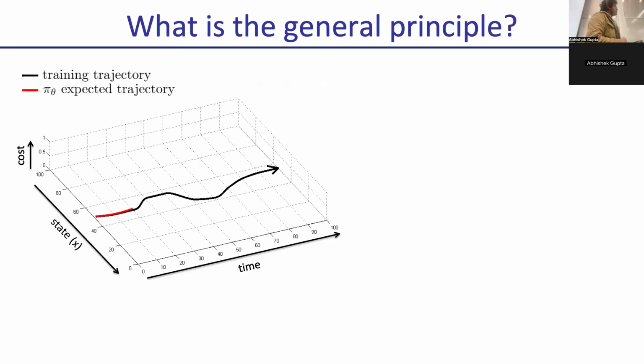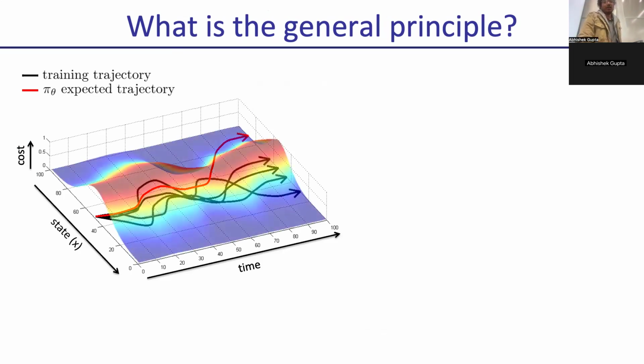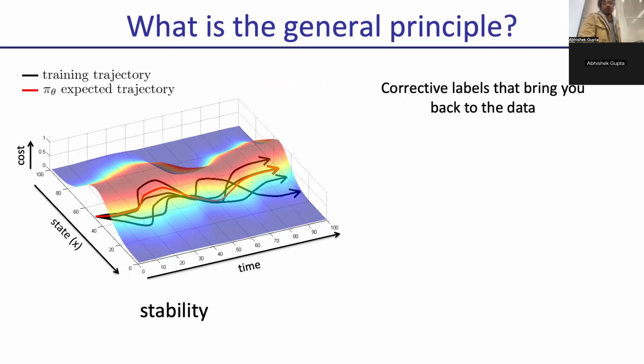But there's a general principle that's useful here. If I'm going to keep making these kinds of compounding errors, I'm going to keep deviating off my optimal path. What I want to do is figure out how to recover, how to go back from my deviated states to my good states. So the general principle we're going to take on is to try and get labels that take us back from suboptimal data to the optimal data. So you're going to get corrective labels that correct for this kind of drift.